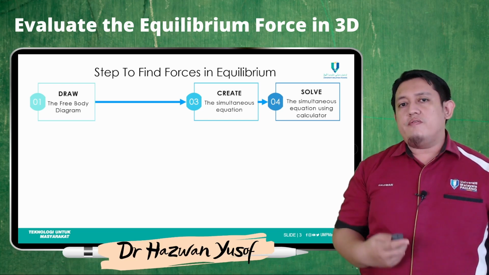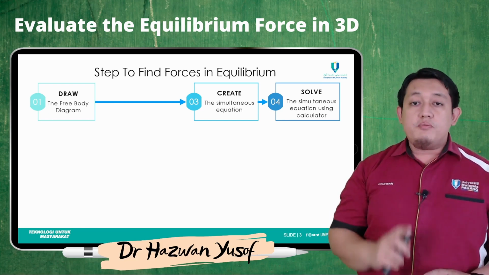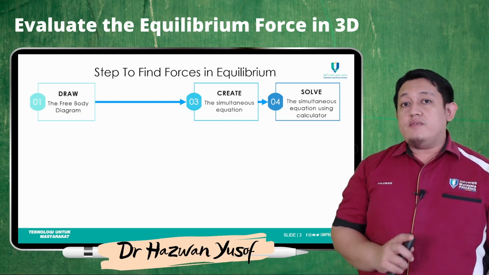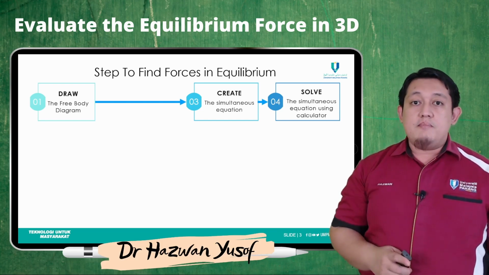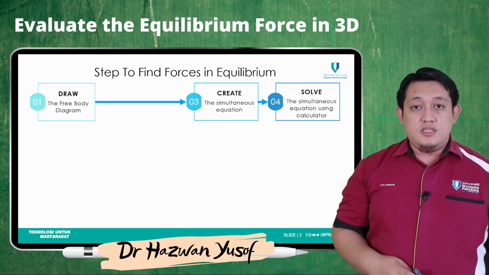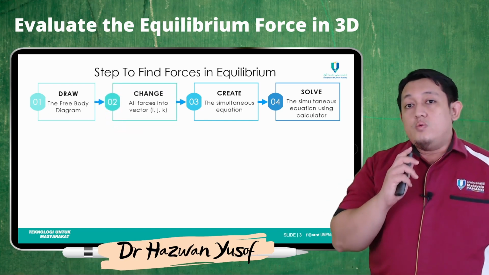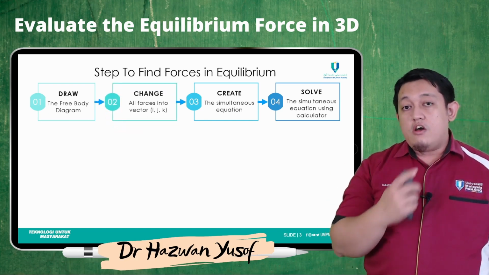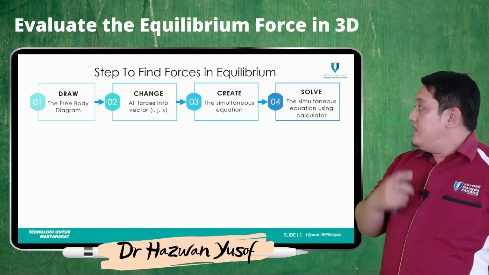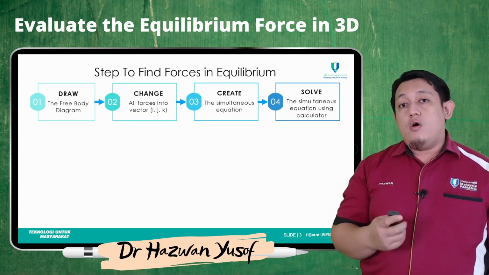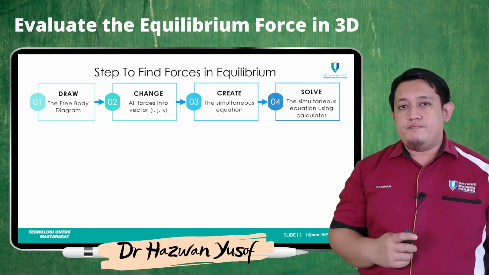When we want to solve a 3D question, the process is similar. However, we need to do an extra step before creating the simultaneous equations, which is this one. We need to change all forces into Cartesian vector form, or IJK form.